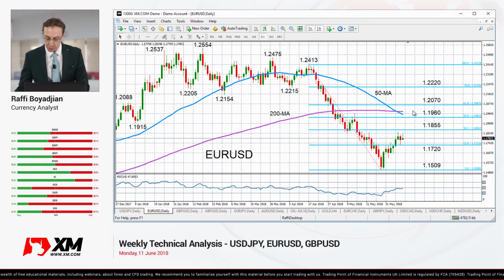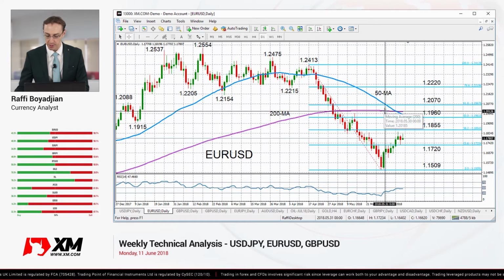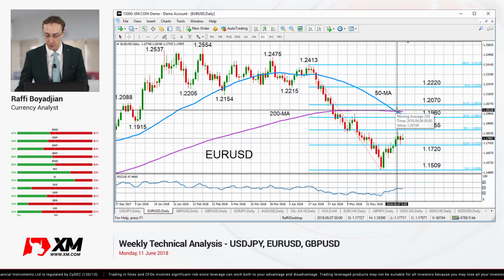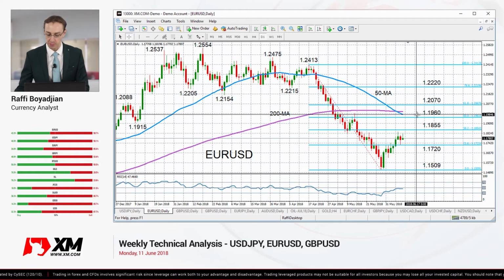If prices continue to correct upwards, we could see that bearish crossover reversing, with the 50-day moving average going back up above the 200-day moving average, but we could see a struggle there. So just below the 1.20 area, between 1.1960 and 1.20 levels, that could potentially be a difficult obstacle for euro dollar to break, especially as it doesn't seem to have much momentum either way at the moment.